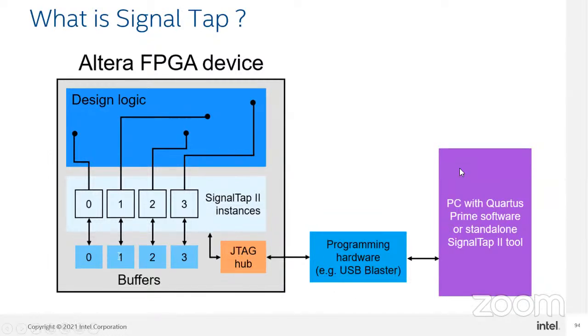So that means there is a PC which is having the Quartus Prime design software, and you have a Signal Tap tool, connect the USB Blaster, and then we need to connect it to the device. Right, where do you get this Signal Tap?